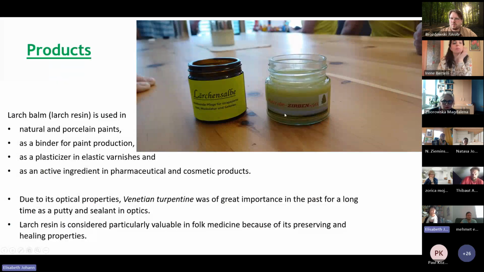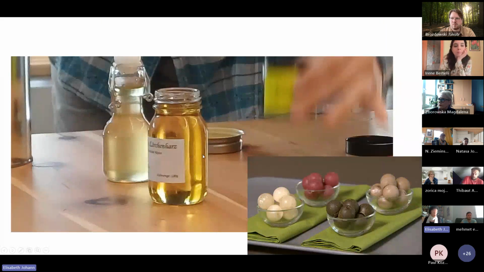The products: larch resin is used in natural and porcelain paints as a binder for paint production, as plasticine elastic varnishes, and as an active ingredient in pharmaceutical and cosmetic products. Due to its optical properties, Venetian turpentine was of great importance in the past for a long time as a potent sealant in optics. It is considered particularly valuable in folk medicine because of its preserving and healing properties. Here you can see some products, even chewing gum is now made.